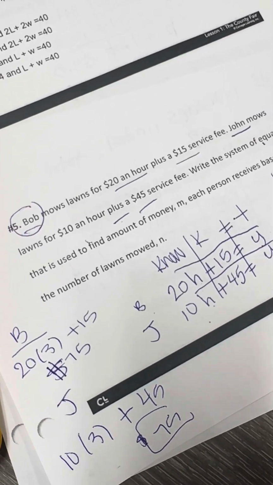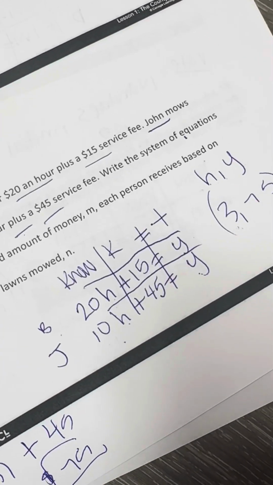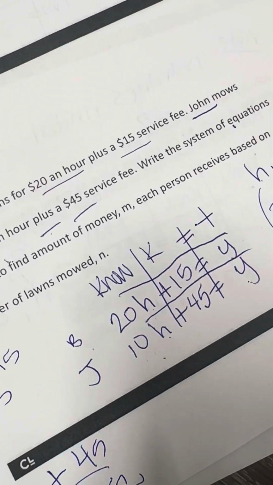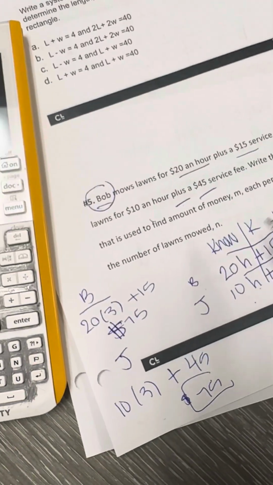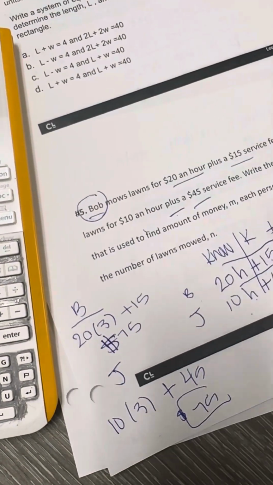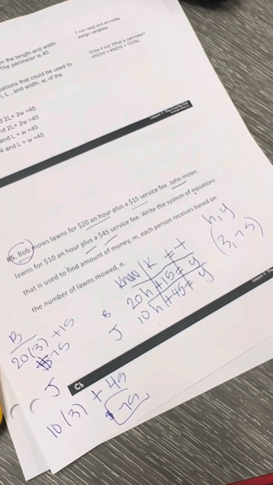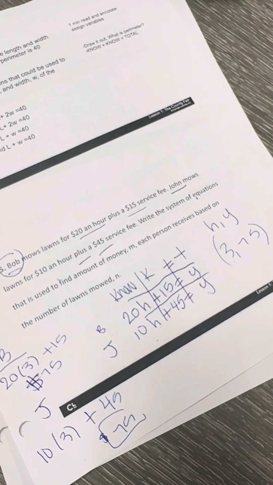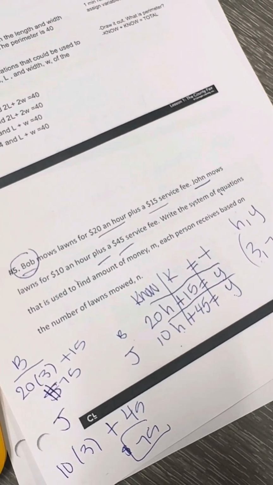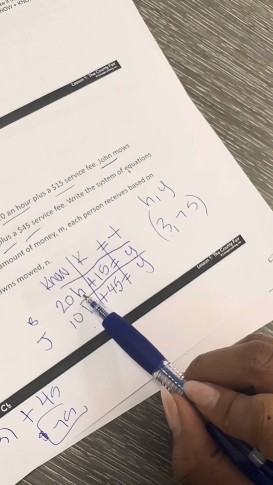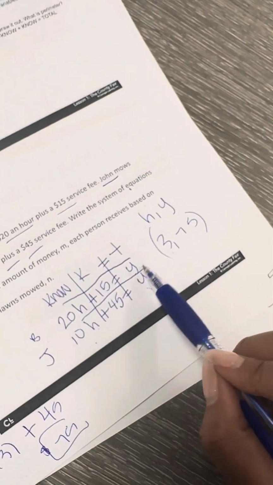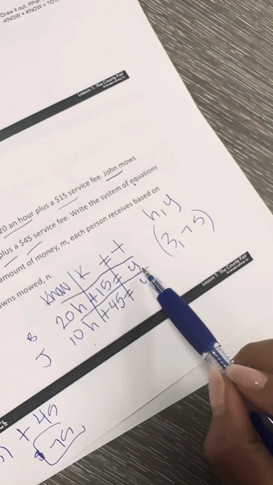Alrighty, that's all you do for solving systems and writing and solving systems. Just look for your totals, your rates, and underline your keywords or write them down. If you're on a computer, write down your keywords, your key amounts, your rates, your variables. Figure out which variable you're using, and you might have an unknown total.